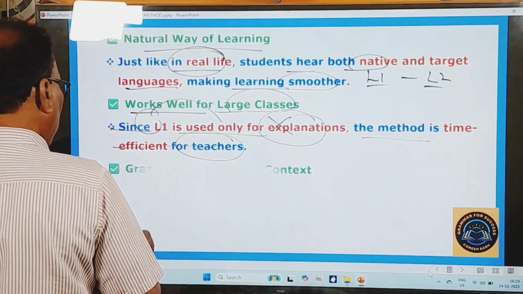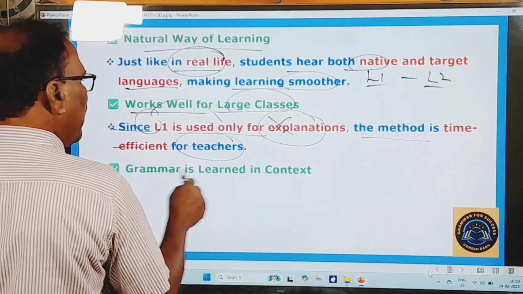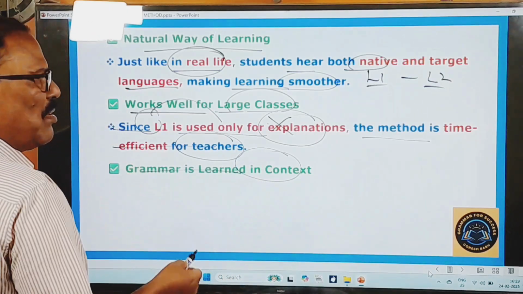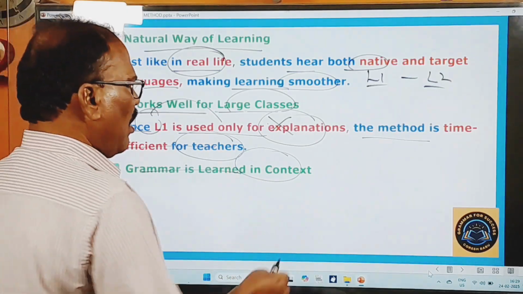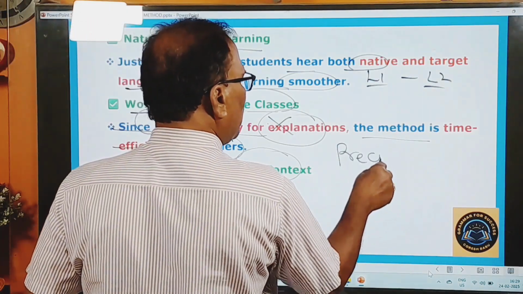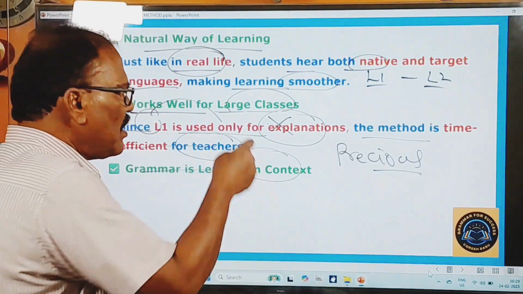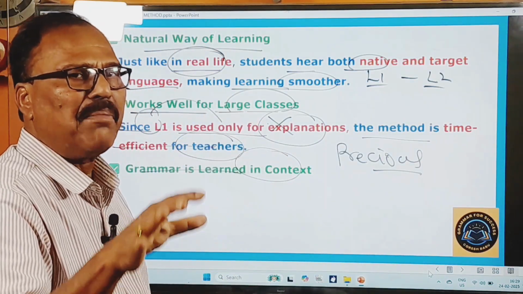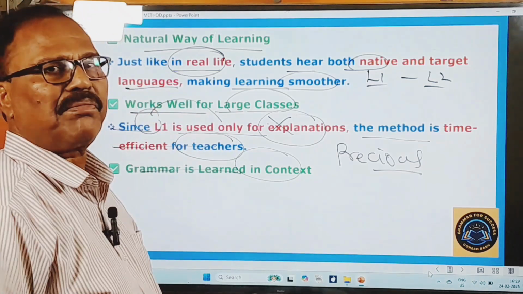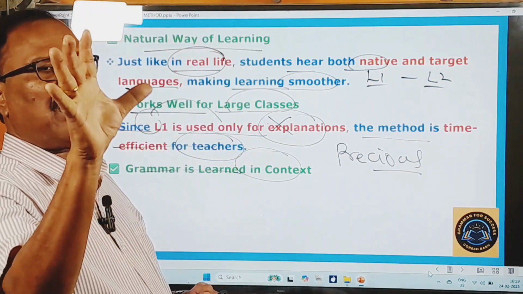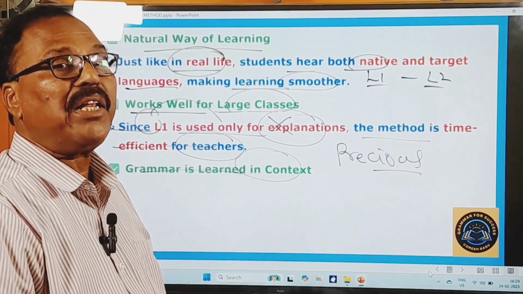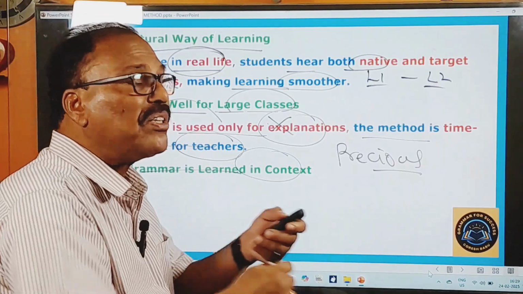And here another advantage is there. Grammar is learned in context. Just now I have given you one example with regard to this precious. So precious is there. So this is a beautiful word. Precious means valuable. The teachers in this method don't simply say precious means valuable, precious ante viluvaina. They don't simply give you the meaning of that word, but they make use of that word in the sentences.